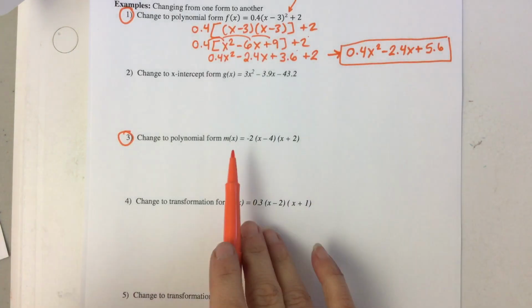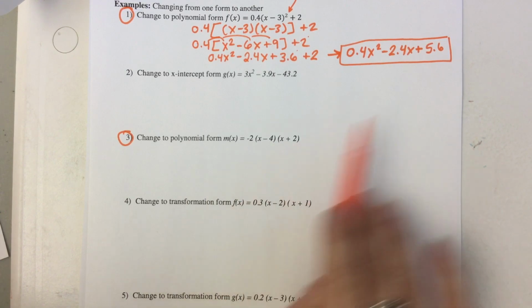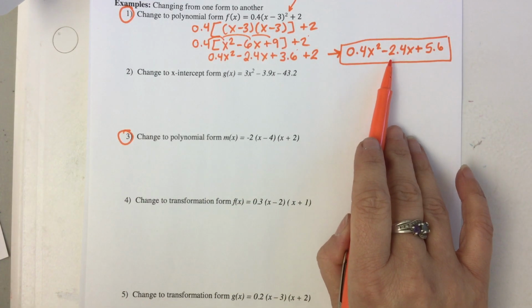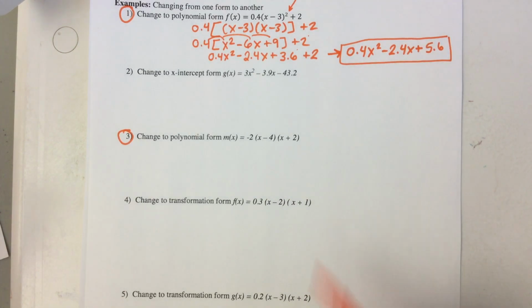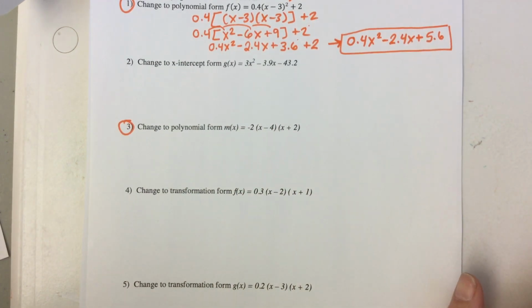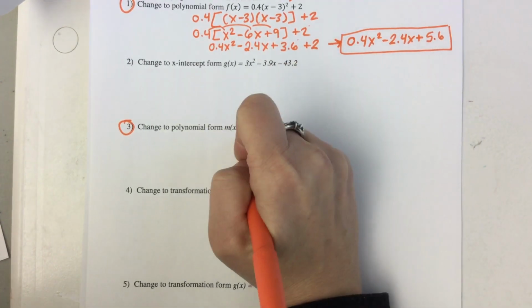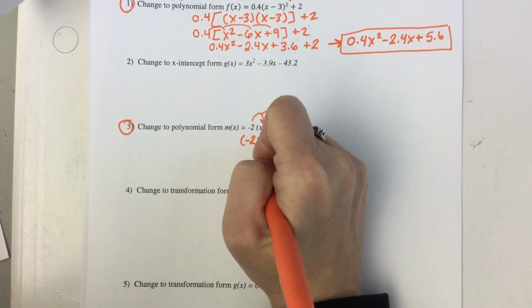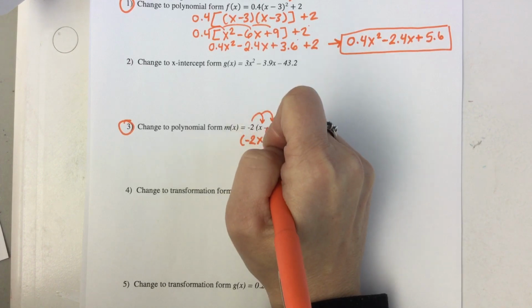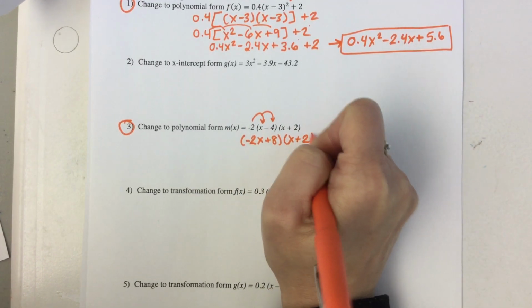Okay, this one, they're starting us off with x-intercept form, and again, they want us to end in polynomial form. So it's order of operations. This is all multiplying. Remember, because of that commutative property of multiplication, you can multiply in any order. So I could go ahead and distribute the negative 2 first. So I would have negative 2x, negative 2 times negative 4 would be positive 8. I would still have the (x plus 2).